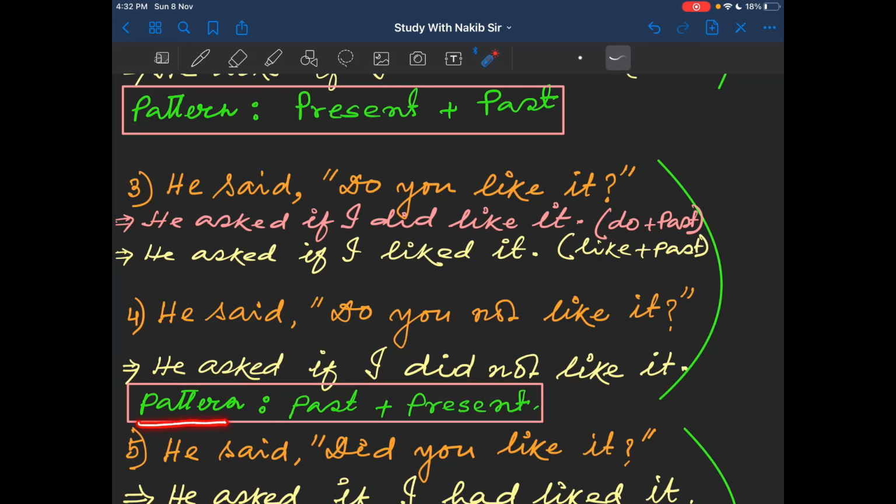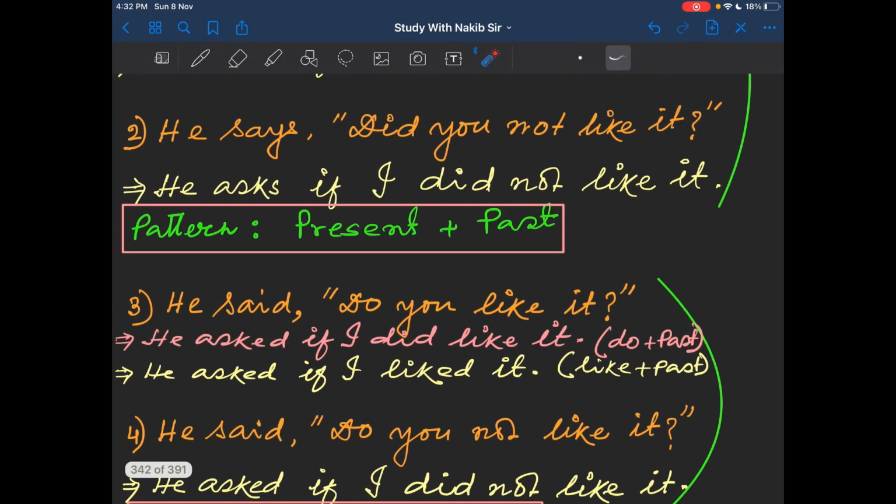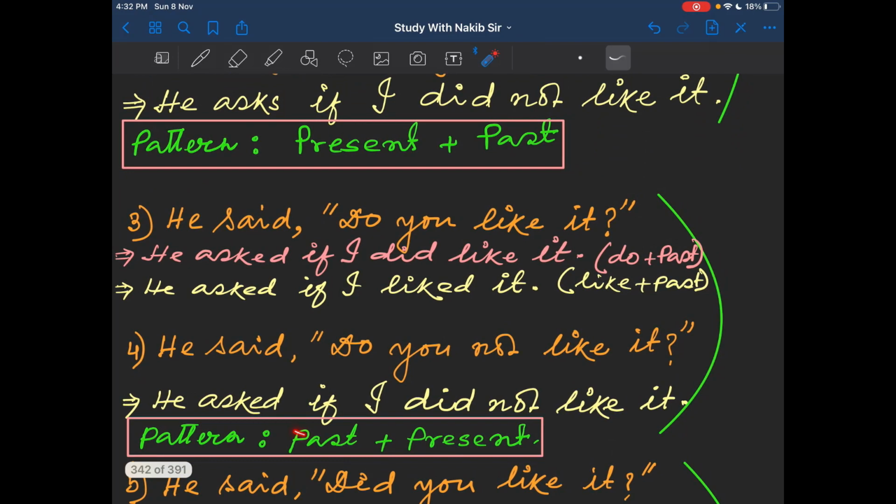Okay, and see the pattern. Here the pattern is past plus present. Past plus present means the reporting verb is in the past tense and the reported verb is in the present tense. And here the pattern is present plus past, and here the pattern is past plus present. Present plus past means the reporting verb is in the present tense and the reported verb is in the past tense, and here past plus present means the reporting verb is in the past tense and the reported verb is in the present tense.